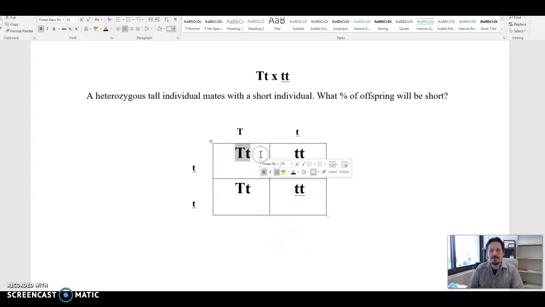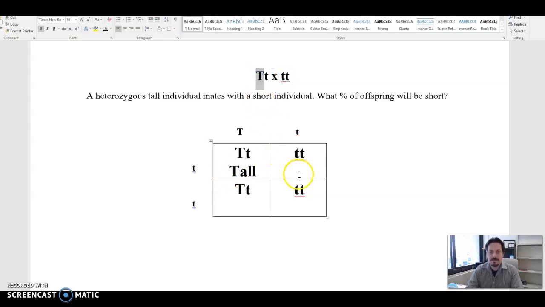So is this individual tall or short? The answer is that this individual is tall because it has the big T allele. Is this one short or tall? This would be short. Why is it short? Because it doesn't have the big T. Is this one tall or short? Tall. And is this one tall or short? Short.